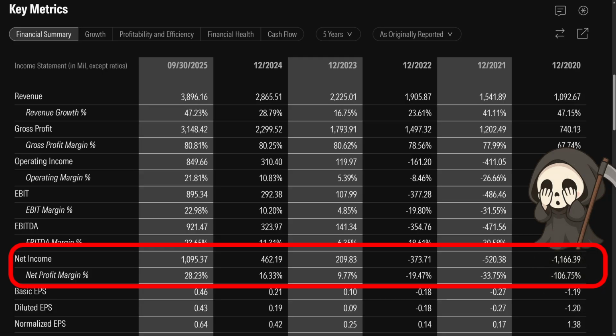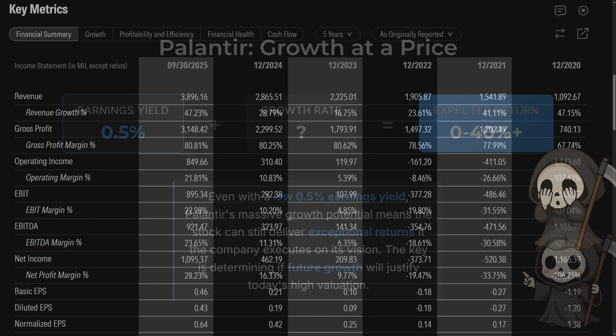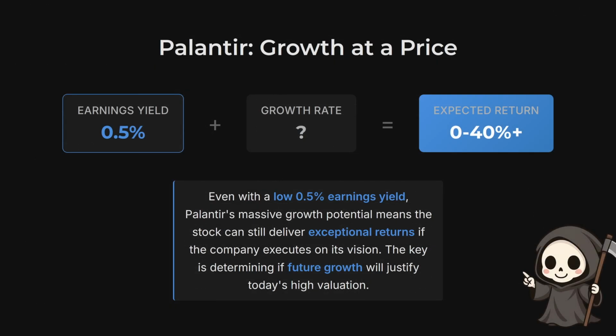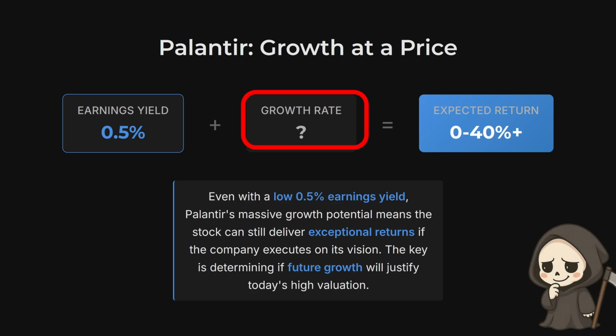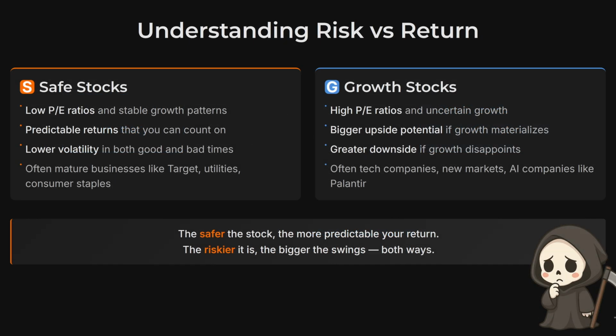That's why valuing fast growth companies is hard. They can look insanely expensive today, but if they grow into those earnings, they can still outperform. Of course, we need to also account for potential downside.